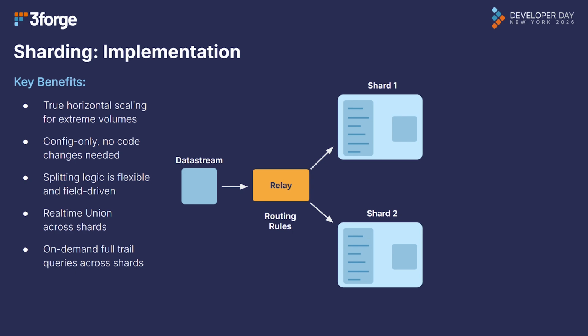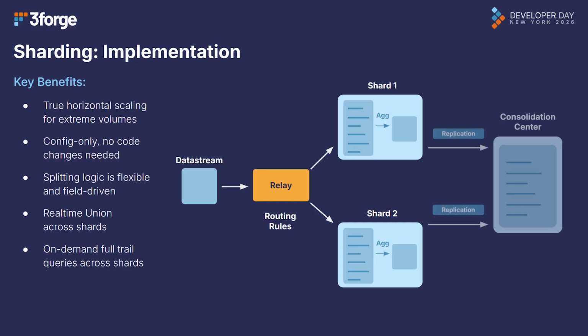Now, this is the key part here. Each of the shards needs to do some sort of reduction on that data set. So usually it ends up being an aggregation. So the data gets reduced on each shard and then gets consolidated back to a consolidation center with the use of replication. Now, what are the benefits of having this architecture?